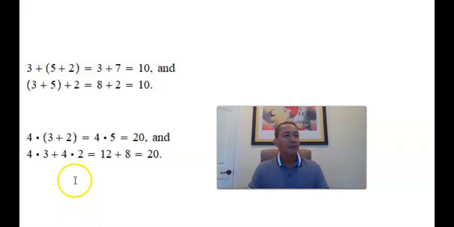Here we also have an application of the distributive property. If you have 4 times the quantity 3 plus 2, you do the addition first, so that's 4 times 5, which is 20. But you can also think of it as 4 times 3 plus 4 times 2 by the distributive property. What do we get? 4 times 3 is 12, 4 times 2 is 8, and 12 plus 8 gives you 20. So of course you get exactly the same thing. So those are the associative and the distributive properties.